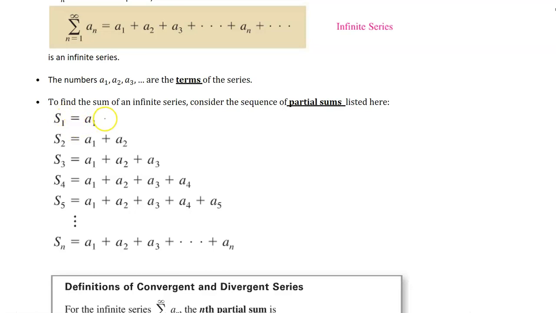So s sub 1 would just be the first term, s sub 2 would be the sum of the first two terms, s sub 3 would be the sum of the first three terms, all the way down to s sub n, which would be the sum of the first n terms. So you can look at this as defined recursively, where s sub n is equal to s sub n minus 1 plus the next term a sub n, or you can look at it in its summation form, the sum from 1 to n of a sub i.